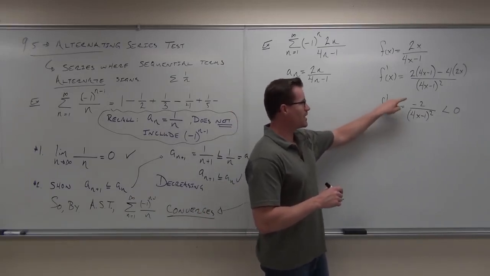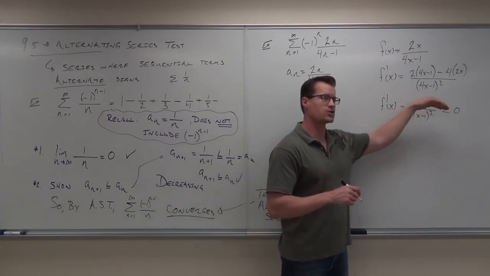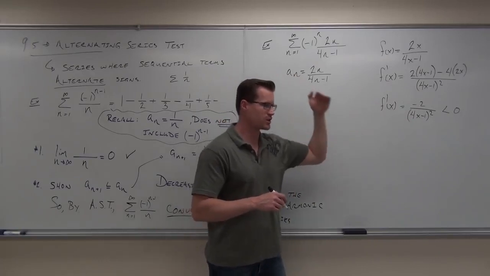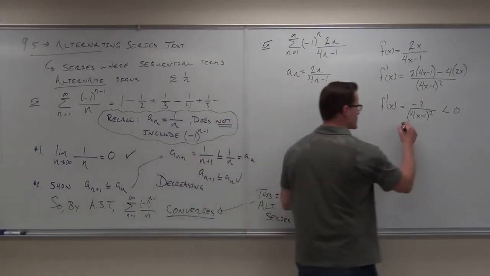Anyway, if this is a derivative, it means a slope. If the slope is negative, which it always is, that means that the function is decreasing. Since this function contains every point of our sequence, the sequence is also decreasing for anything n greater than 1. So this says decreasing.